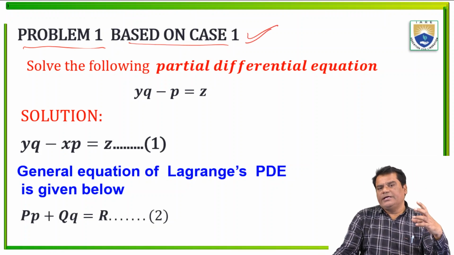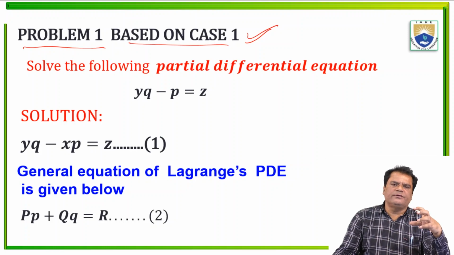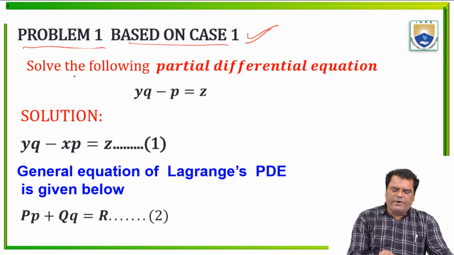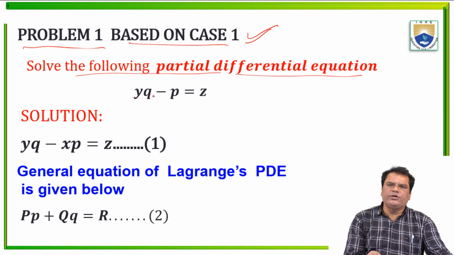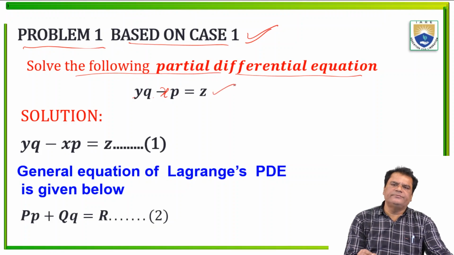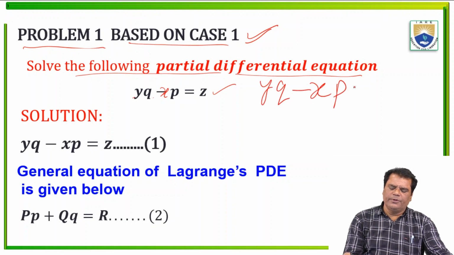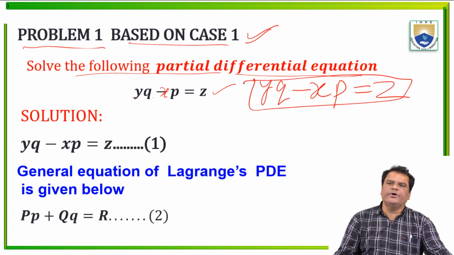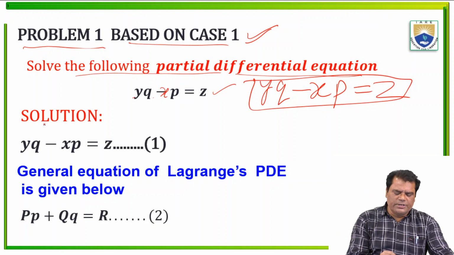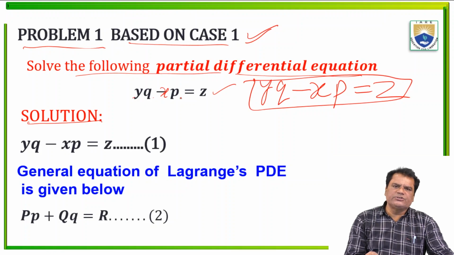What is case 1? In case 1, we see that in the auxiliary equation of the given question, each fraction has separate variables. Solve the following partial differential equation: yq minus xp equal to z. This is the question, given in our question paper. Now the solution. First of all, we write this equation: yq minus xp equal to z. This is equation 1.